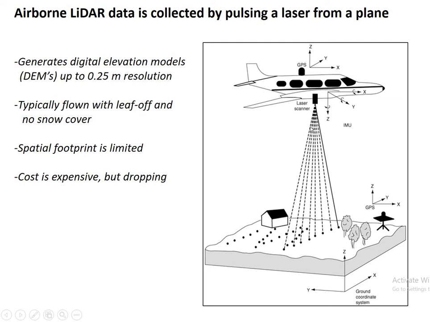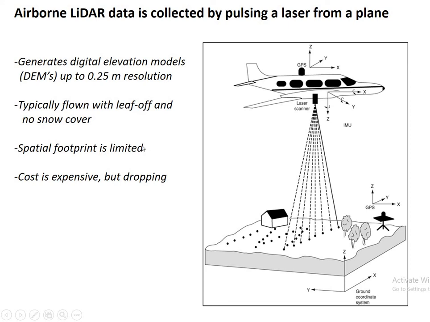The two-way travel time of the laser pulse gives you the distance to the ground and the elevation of the Earth's surface. Because the density of the laser shots is so high, we can generate digital elevation models anywhere from a meter pixel resolution even down to much less than that, a quarter meter resolution in some cases. This is typically flown with leaf off, so often this is going to be a bare Earth digital terrain model, which is very helpful. But of course, the spatial footprint is limited.